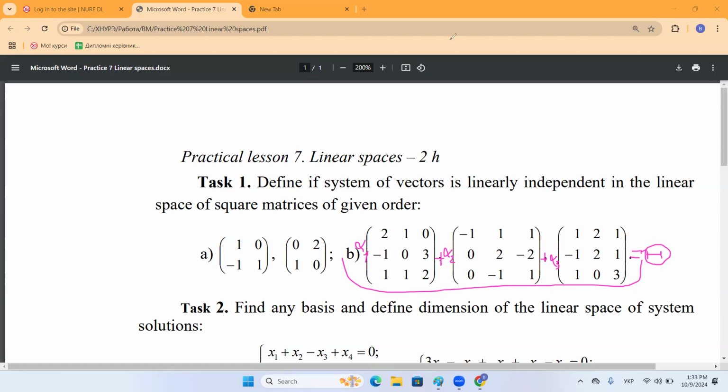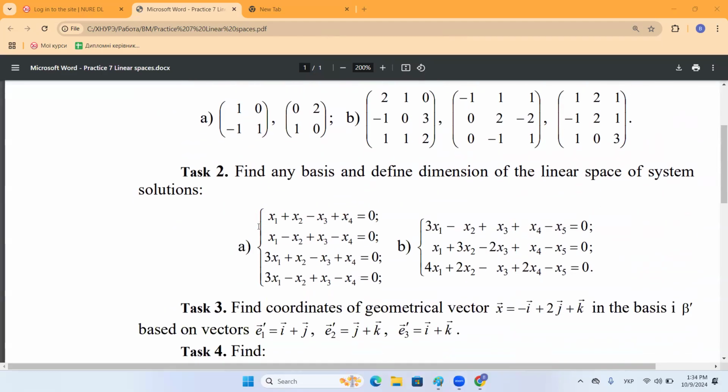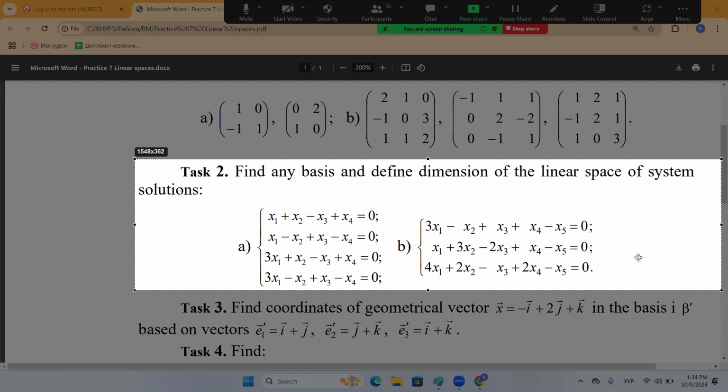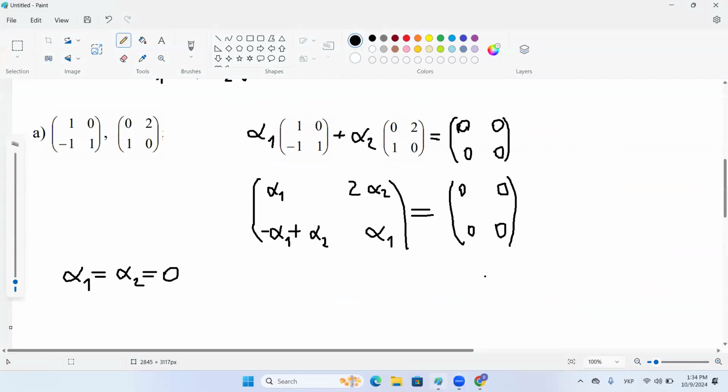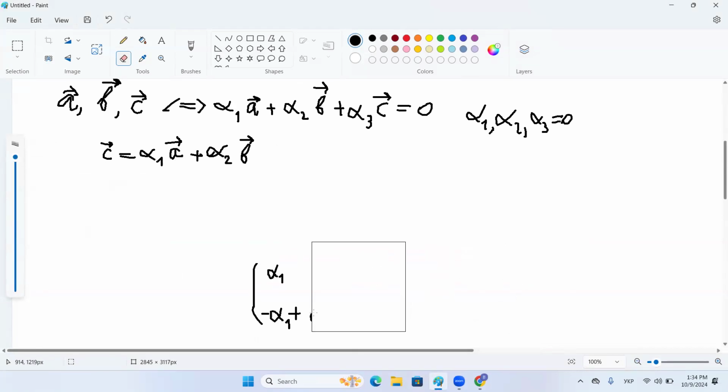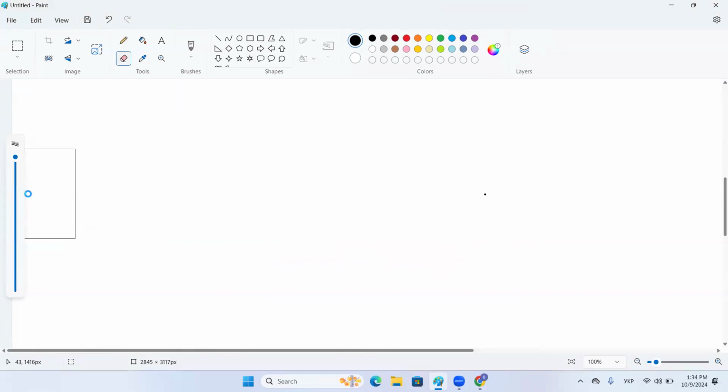So no questions on how to solve it? It will be a kind of home task for you to practice more. Okay, let's move next. We have the next task. Now we'll solve only part 2, and we have to find a basis of a system of linear algebraic equations.